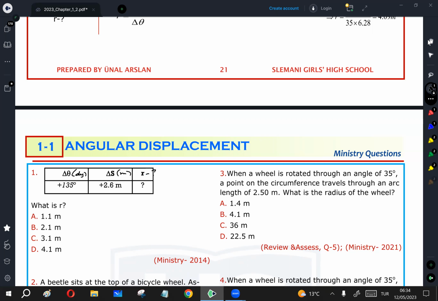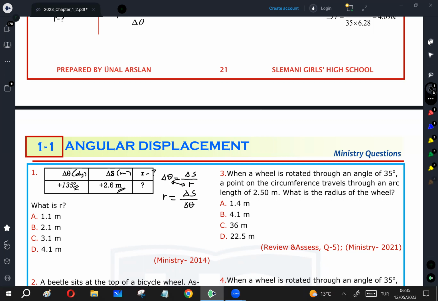So we know how to calculate delta theta. If delta S and R are given, delta theta is equal to delta S, the arc length, divided by radius. So we are going to calculate R: cross multiply, and R is going to equal delta S over delta theta. Delta S is known in the SI unit meter, but delta theta is given in degrees. So we have to convert degrees to radians first, because radian is an SI unit, not degree.